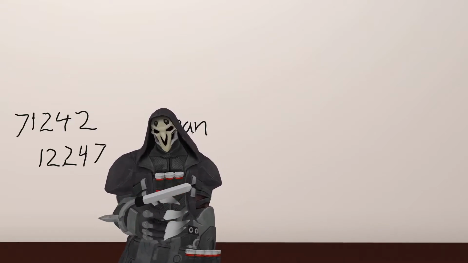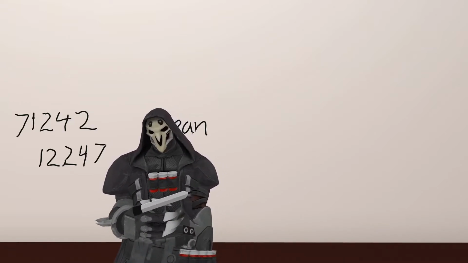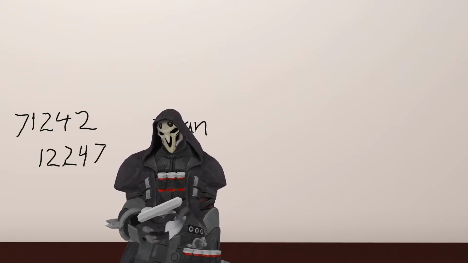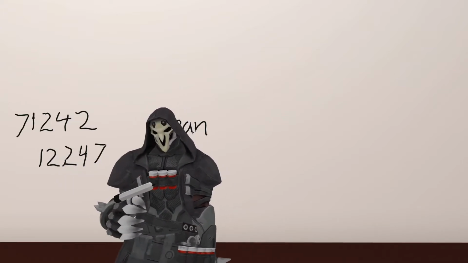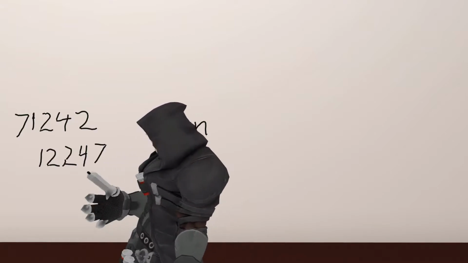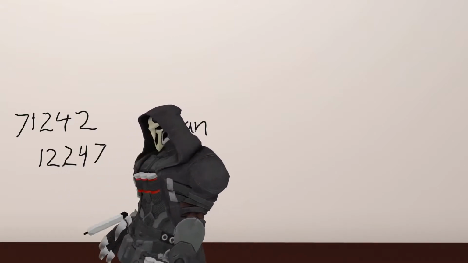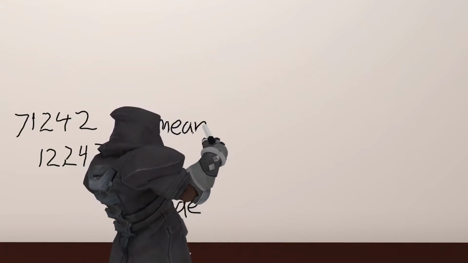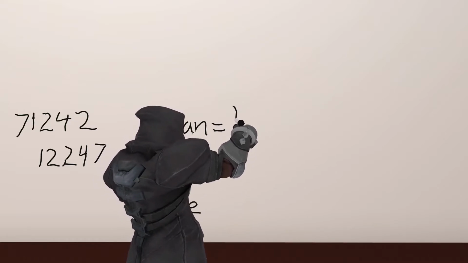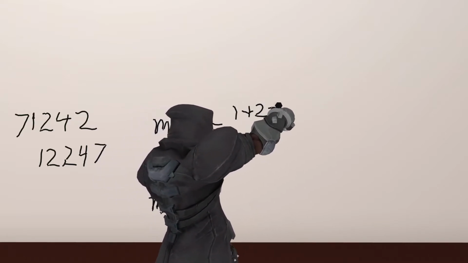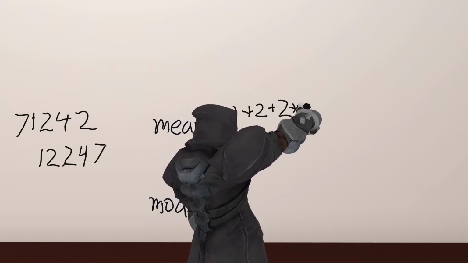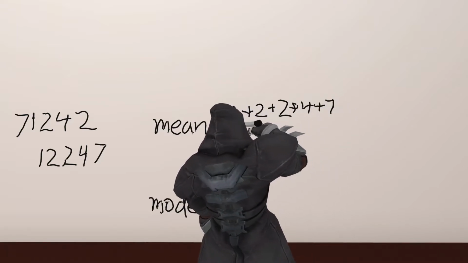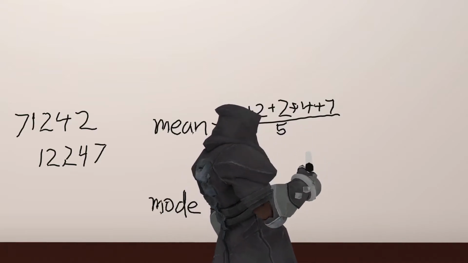So first we have to work out the mean. Now how do you work out the mean? Well, the mean, we add everything together and then divide by how many things there are. So we're going to add all these numbers and then divide by 1, 2, 3, 4, 5. So we're going to divide by 5 because that's how many things there are. Let's write that down. So the mean is equal to 1 plus 2 plus 2 plus 4 plus 7 divided by 5.